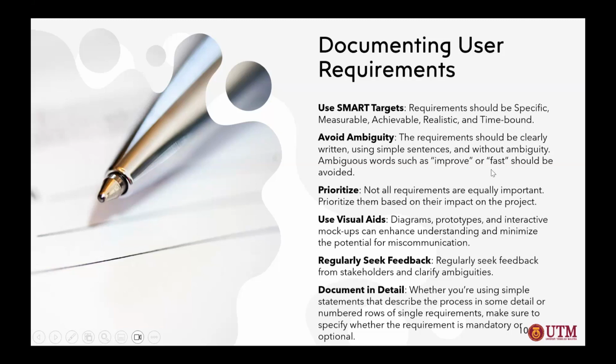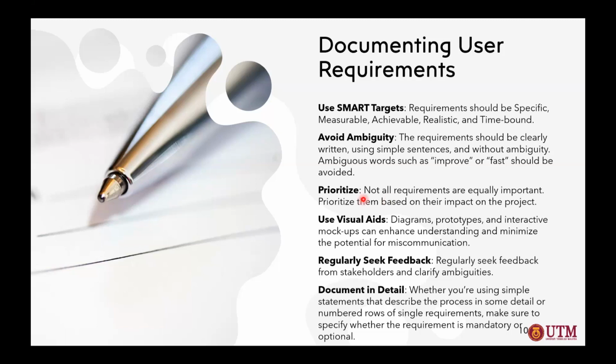And then avoid ambiguity, especially when you want to list all the functions. Because they mention measurable here, do not say something like fast. How do we know this system counts as fast? Do you want to measure based on time? How do you want to measure it? So make it clear, if you want to say about the function and so on.